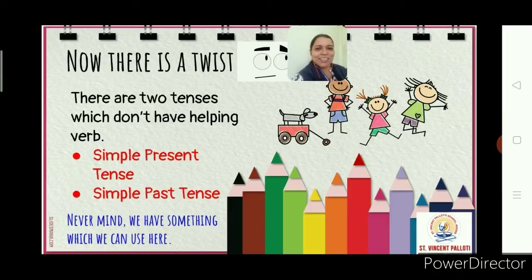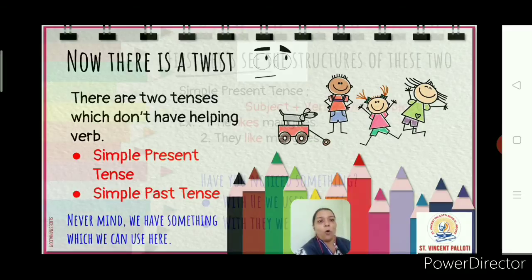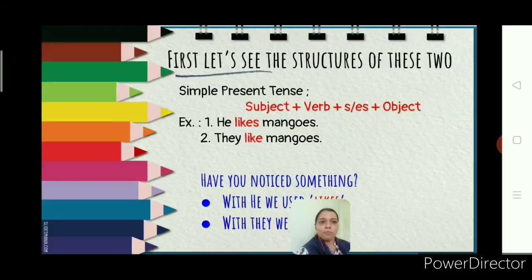Now there is a twist, and what is that? There are two tenses which don't have a helping verb in their structure. They are not having a helping verb. The two tenses are simple present tense and simple past tense. So don't get confused much. It is very easy. I will tell you how. Okay. So first we will see the structure of these two.